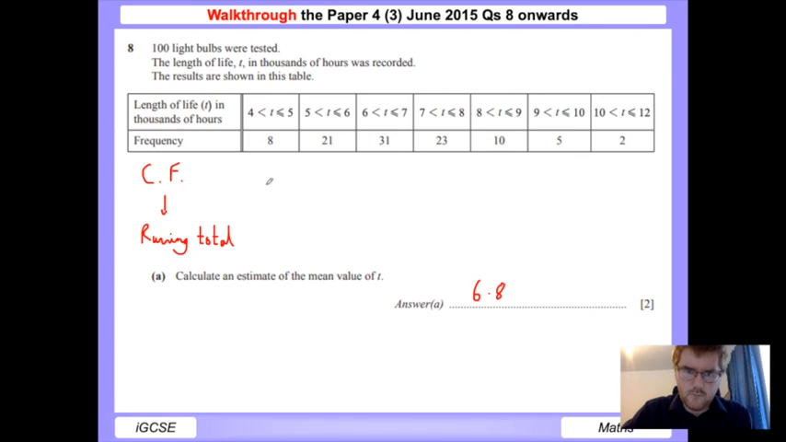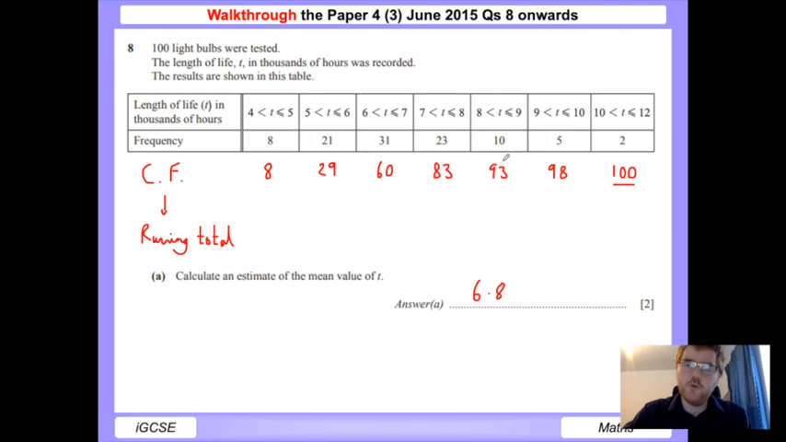What does that mean? Well, this is going to be 8. Then we do 8 plus 21, that's 29. 29 plus 31 is equal to 60. 60 plus 23 is equal to 83. 83 plus 10 is equal to 93. 93 plus 5 is 98. And our final number is 100.